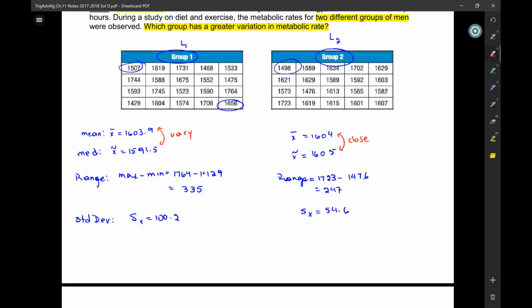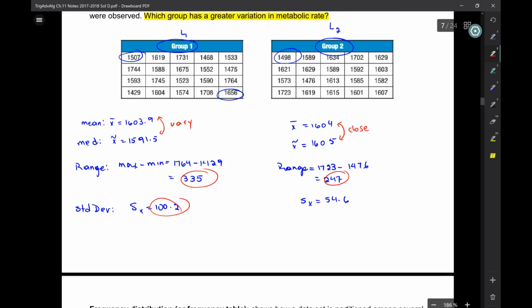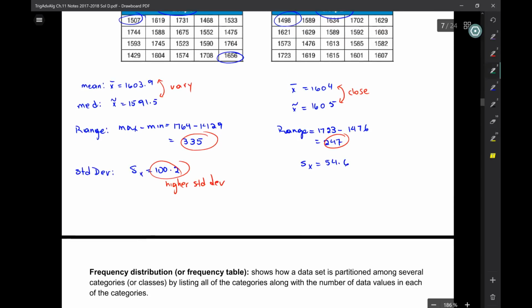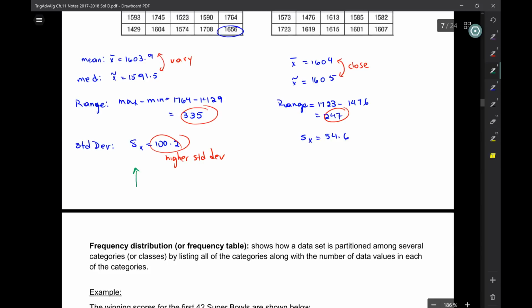Also, look at the range. In list 1 it is 335, whereas the range in list 2 is 247. That means in list 1 there is a greater spread. So in list 1, mean and median are far away, range is greater, and look at the standard deviation. Higher standard deviation. That means list 1 has the greater variation.